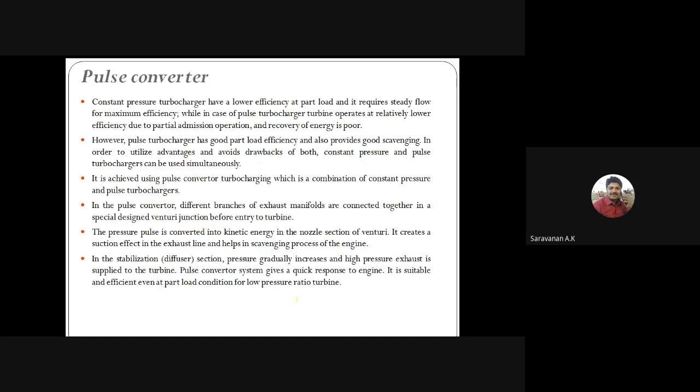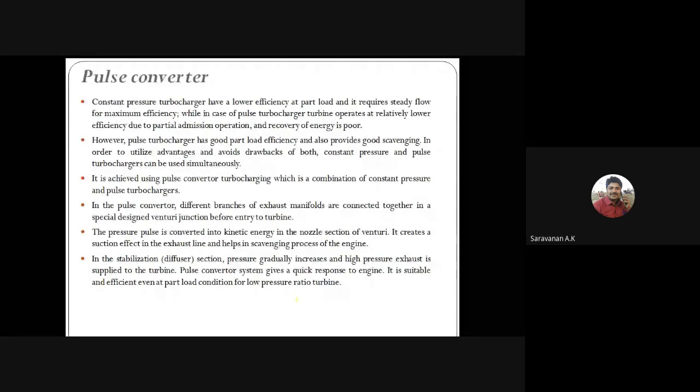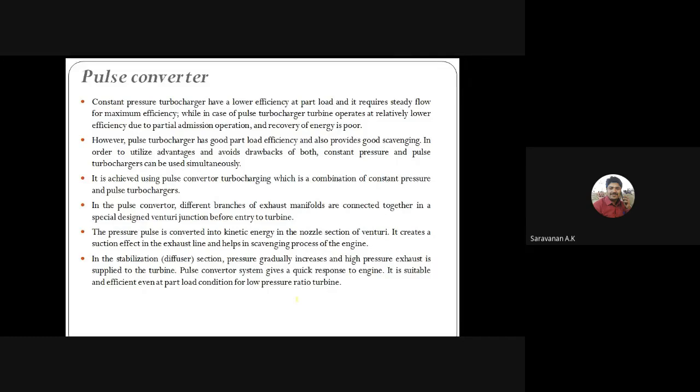So the power output will be high. We are using the venturi junction, so what will happen is it will reduce the pressure and increase the kinetic energy. Due to the nozzle function, we can increase the velocity of the exhaust gas, so the kinetic energy increases, and it will create a suction effect in the exhaust line, and it will help in the scavenging process of the engine, right?